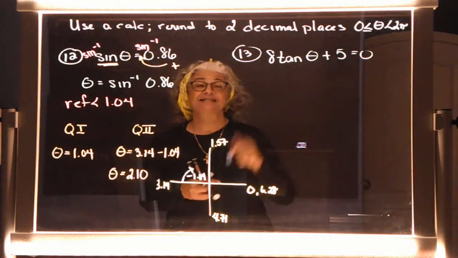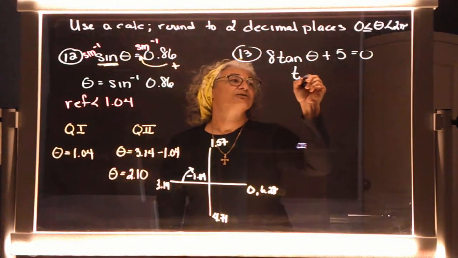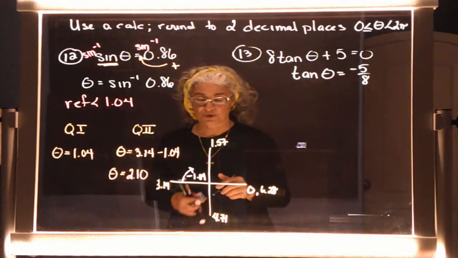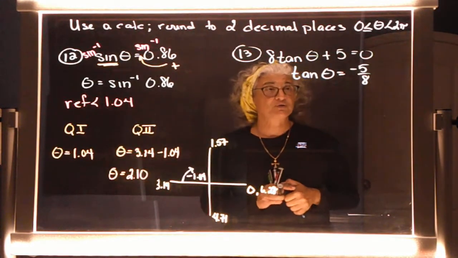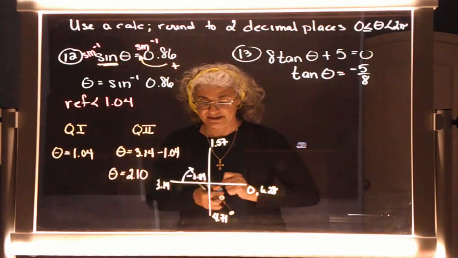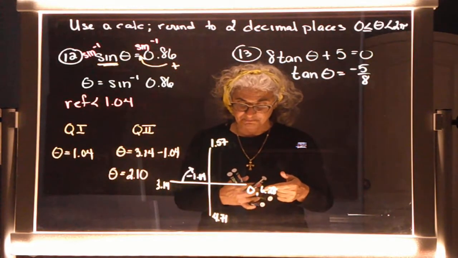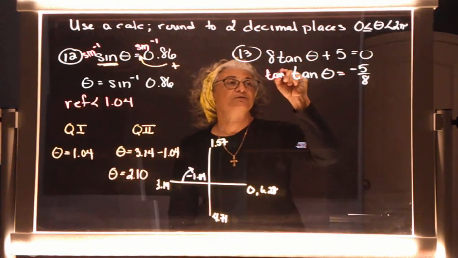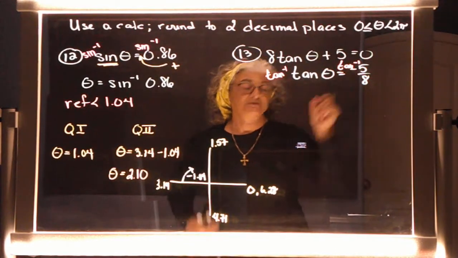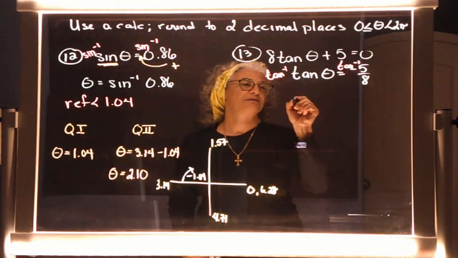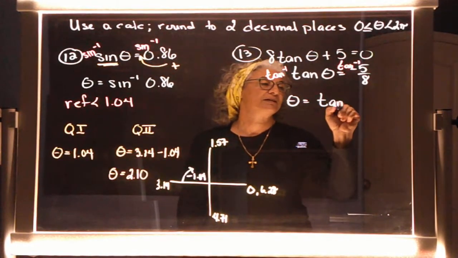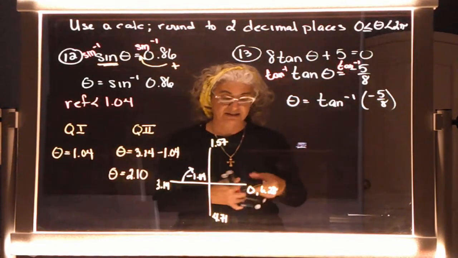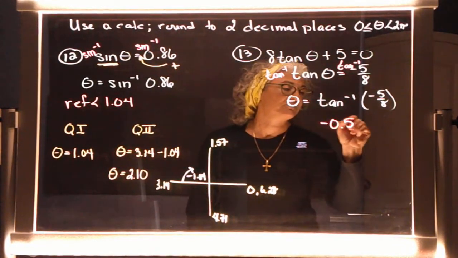Process hasn't changed. I need that tangent of theta by itself. So I'll get the tangent of theta equals -5/8. You with me? I'm going to the calculator because I need to see what that is. And when I go to the calculator, oh, you have to take the tan inverse, right? So, for some of you who want to see that, to figure out your theta, you have to take the tan inverse of -5/8. And when I did that, I got -0.56.